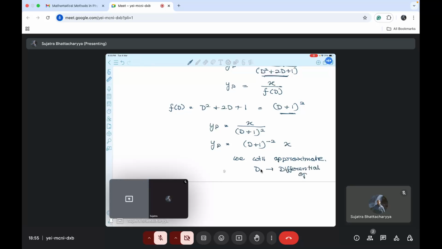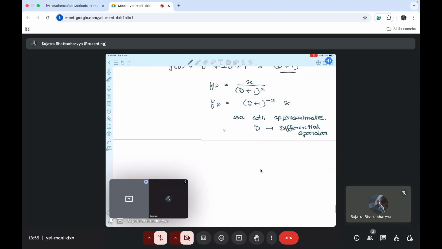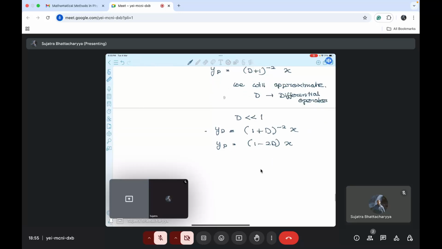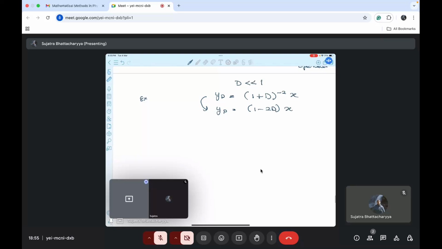Differential operator. And we know that this differential operator d is much less than 1. So y of p can be written as (1 plus d) to the power minus 2 into x. Now expand binomially, and what we get is (1 minus 2d) times x. So what we are doing from here to here is that we expand binomially, neglecting higher order terms. So you get this.